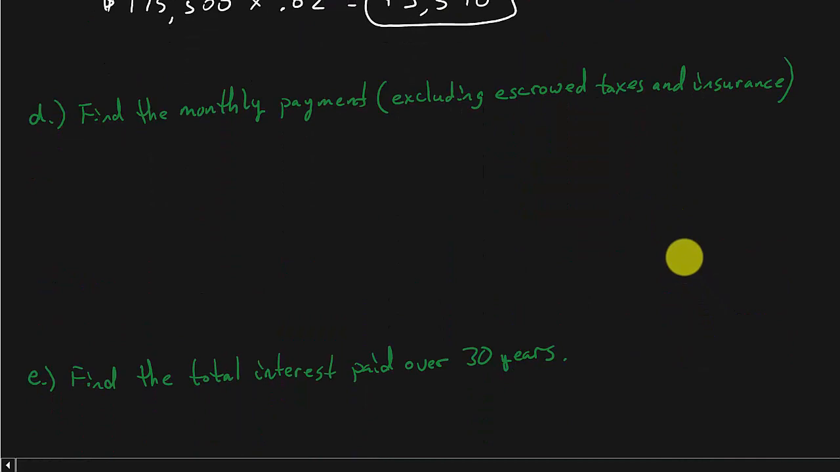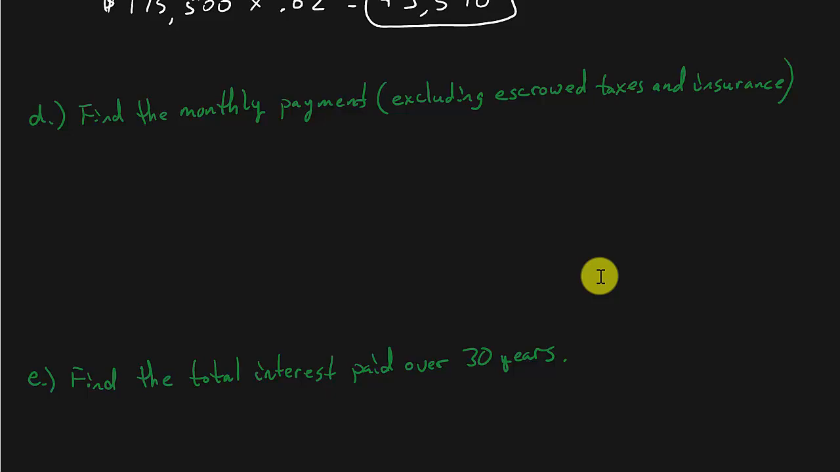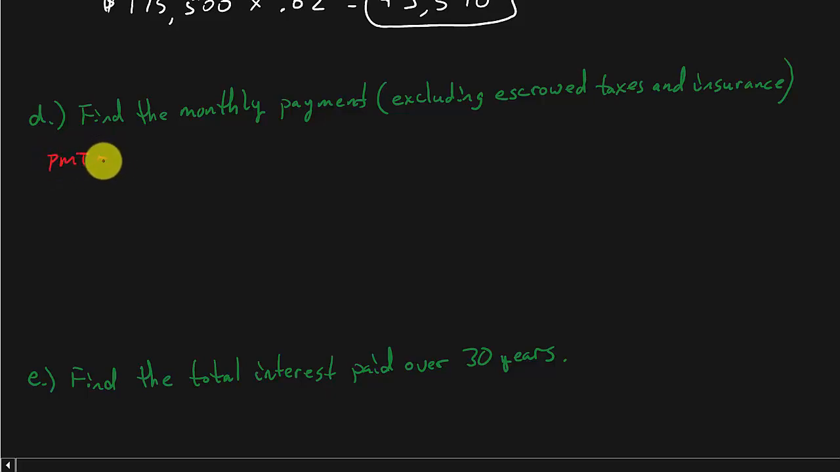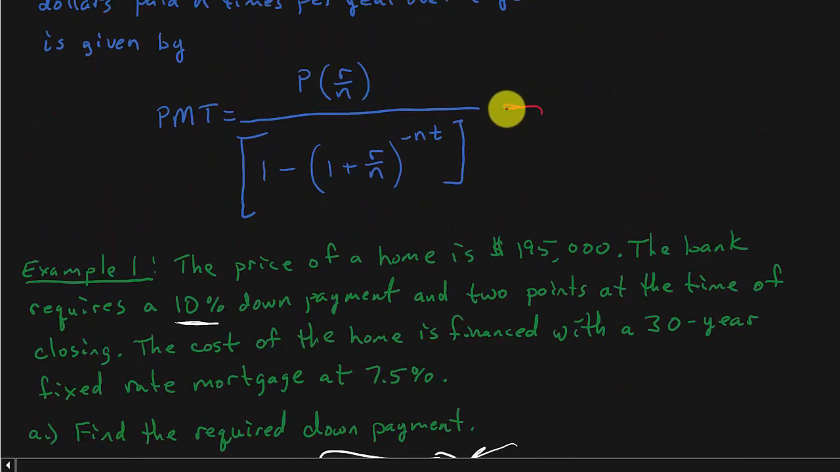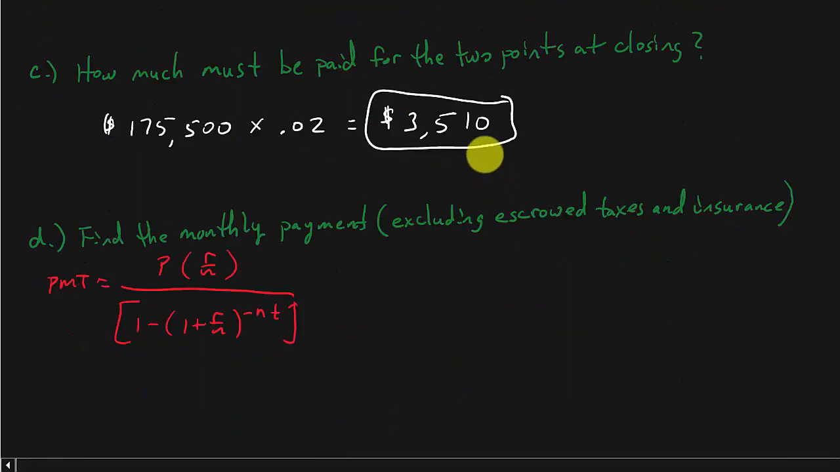Then it says find the monthly payments, excluding escrowed taxes and insurance. So we're not going to take into account all that stuff. To find this, we're going to use our formula. What I would do is write the formula down. So payment is equal to P times R over N, divided by 1 minus 1 plus R over N to the negative NT. All that is just this formula right up here. I just rewrote it.